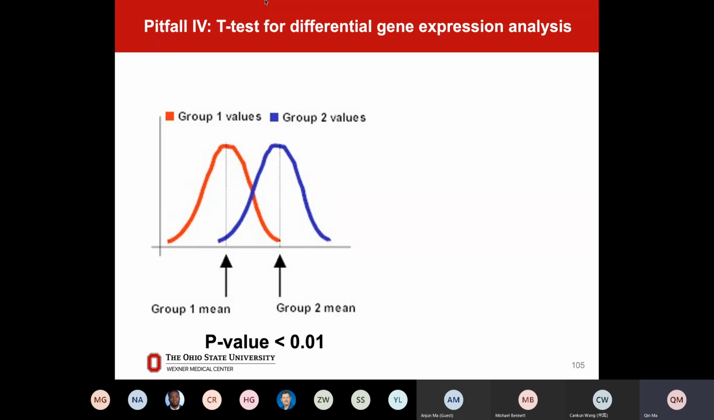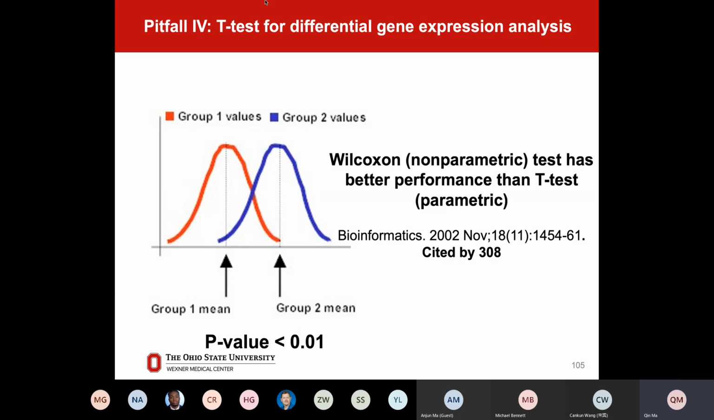But not everybody really understands the underlying hypothesis of t-test. So I saw those papers that use a 5 versus 5 comparison, still use t-test, and still publish very good papers. So that's a pitfall we should solve. And actually, in statistics, there is a kind of test.